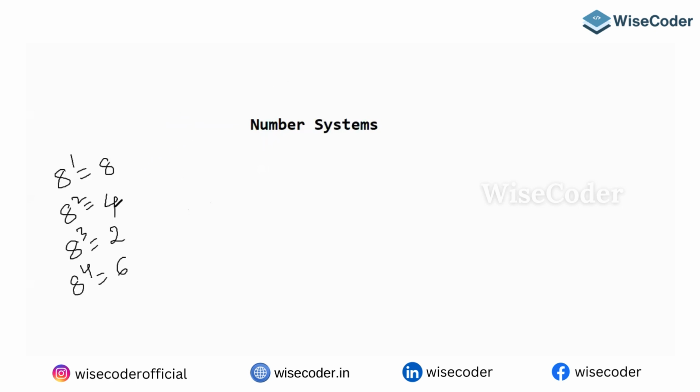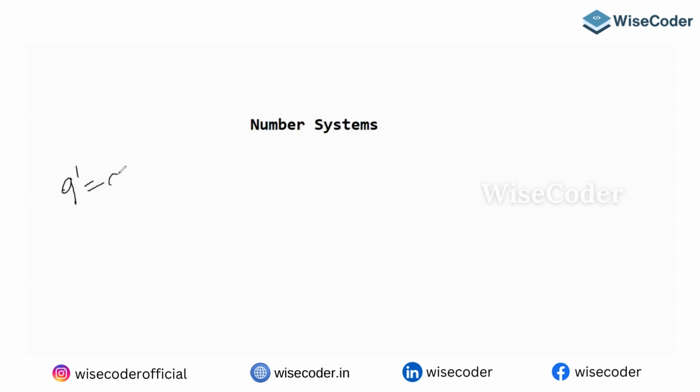Whenever you come across 8, the cyclicity of 8 is 4. Okay, next, 9. This is the last one.